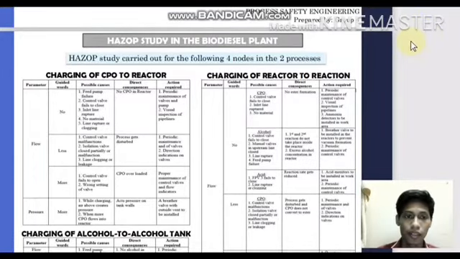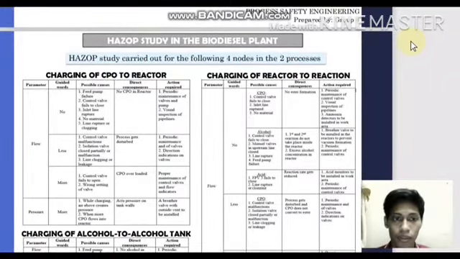Usually crude palm oil is used as a raw material to produce biodiesel. This crude palm oil contains free fatty acid, so it will go through the esterification process first in order to turn it into fatty acid ester.